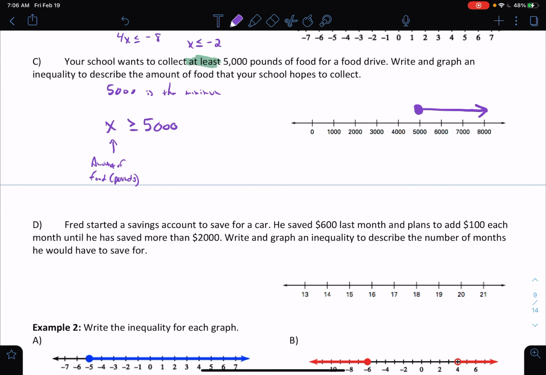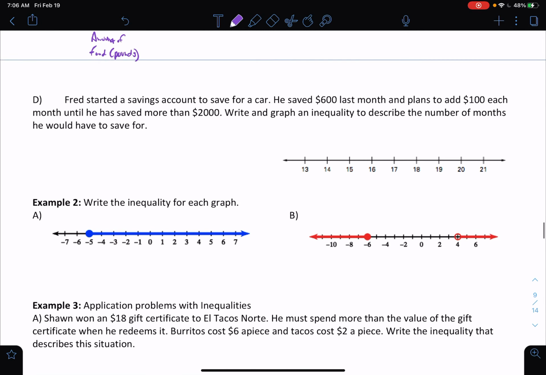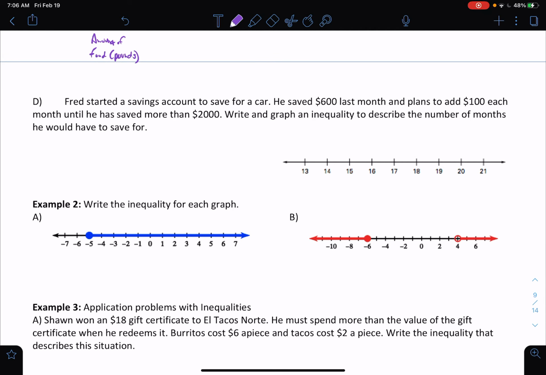All right, and then let's do another one. Fred started a savings account to save for a car. He saved $600 last month and plans to add $100 each month until he has saved more than $2,000.